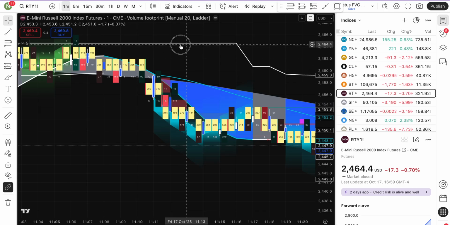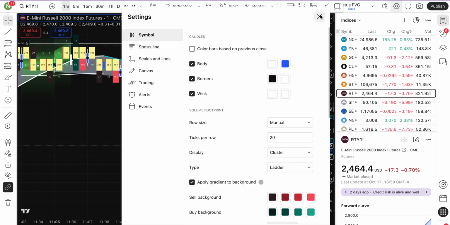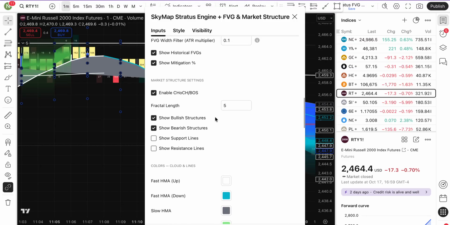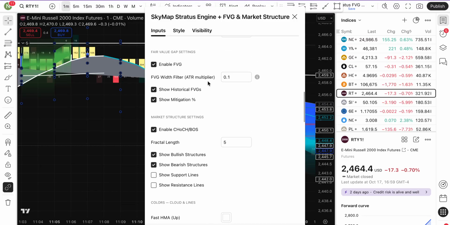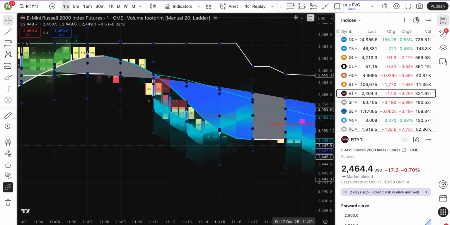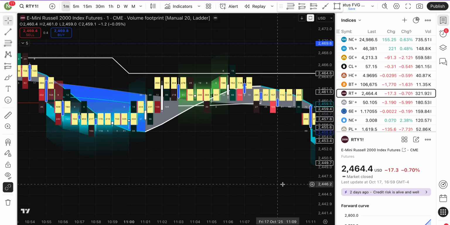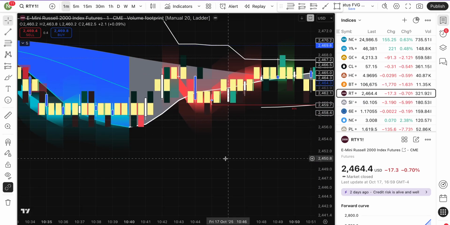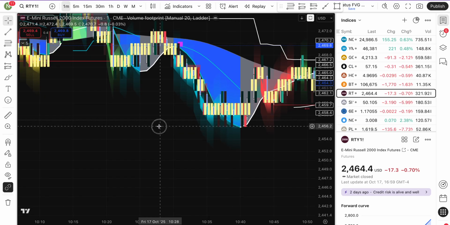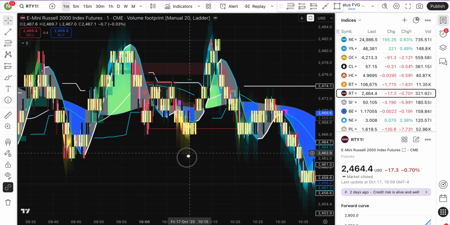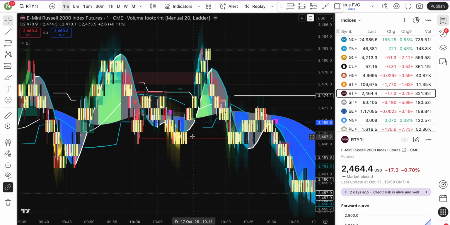Let's get back into the settings. Okay. So we do track fair value gaps. We also track change of character and break of structure. So here, let's find it. Break of structure. Let's zoom out. Looks like this is our change of character right here.